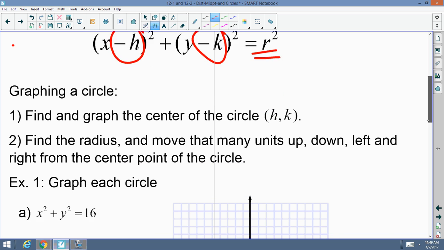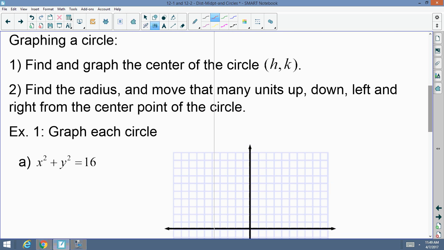How does it work? First of all, let's talk about graphing a circle. First thing you want to do, my brothers, is find and graph the center of the circle, which is your (h, k). Then find the radius and literally move that many units up, down, left, and right from the center point of the circle. Remember what the definition of a circle is. It's a set of points that are all equidistant from the center. So hopefully this will make it come to life for you.